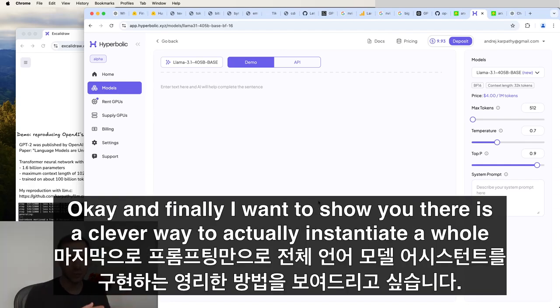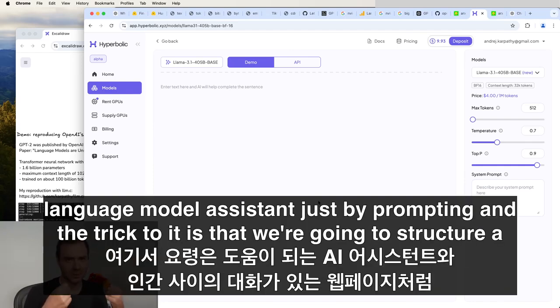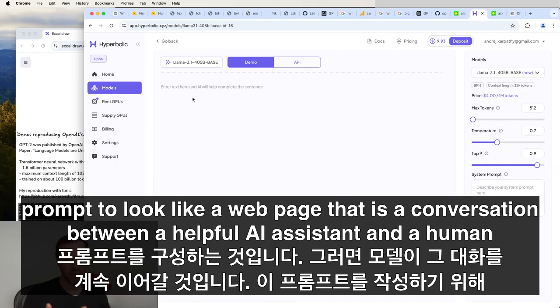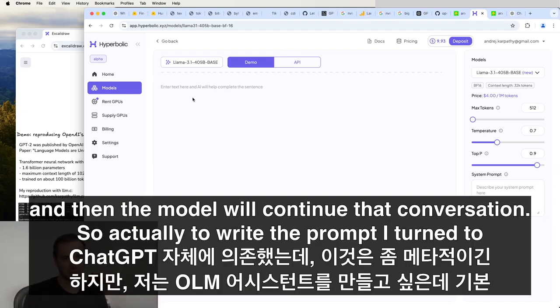Okay, and finally, I want to show you that there is a clever way to actually instantiate a whole language model assistant just by prompting. And the trick to it is that we're going to structure a prompt to look like a web page that is a conversation between a helpful AI assistant and a human. And then the model will continue that conversation.